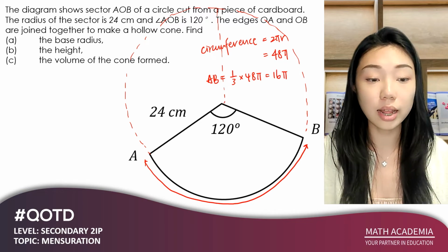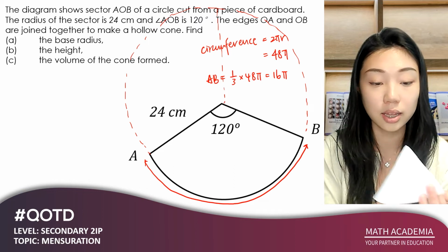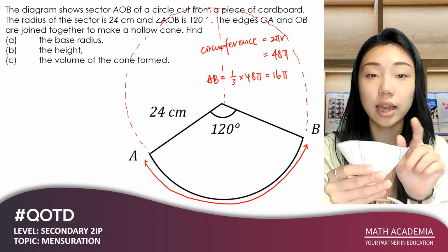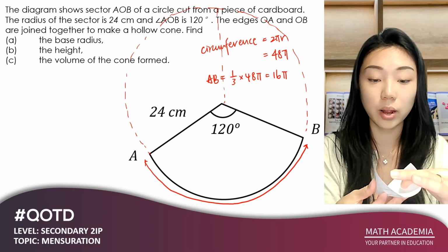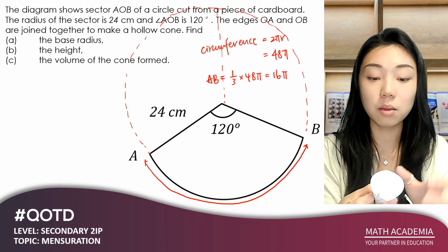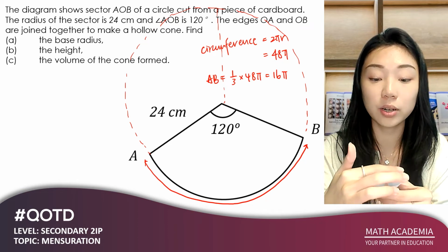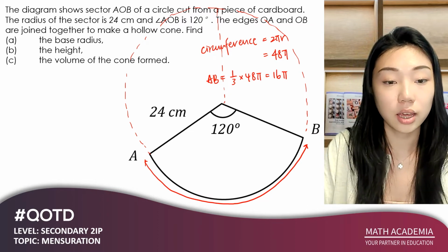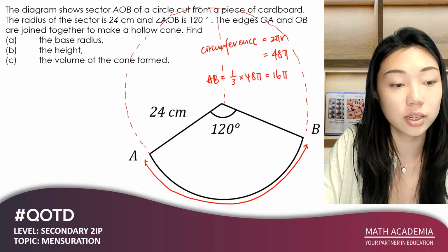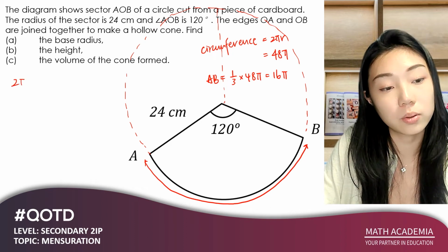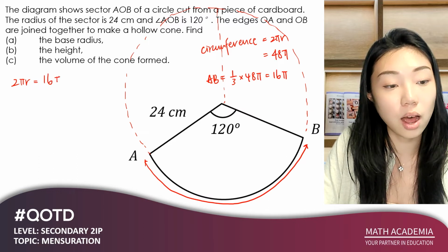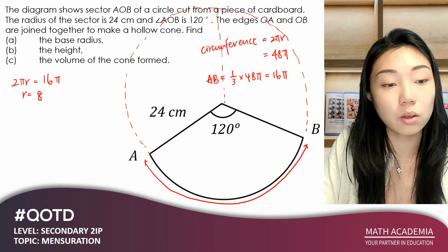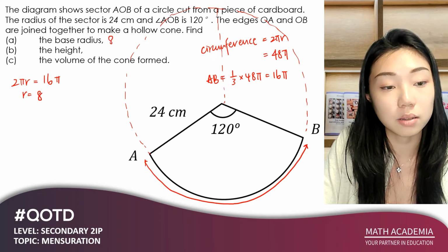Okay? Now that we know AB is 16 pi, if we look back at our cutout again, this is the length of AB. And when I convert this into a cone, AB then becomes the circumference of our base, right? So with that, if 16 pi is the circumference, we have 2 pi r equals 16 pi. Therefore, r equals 8. Hence, I get the answer for part A, where the base radius is 8 centimeters.